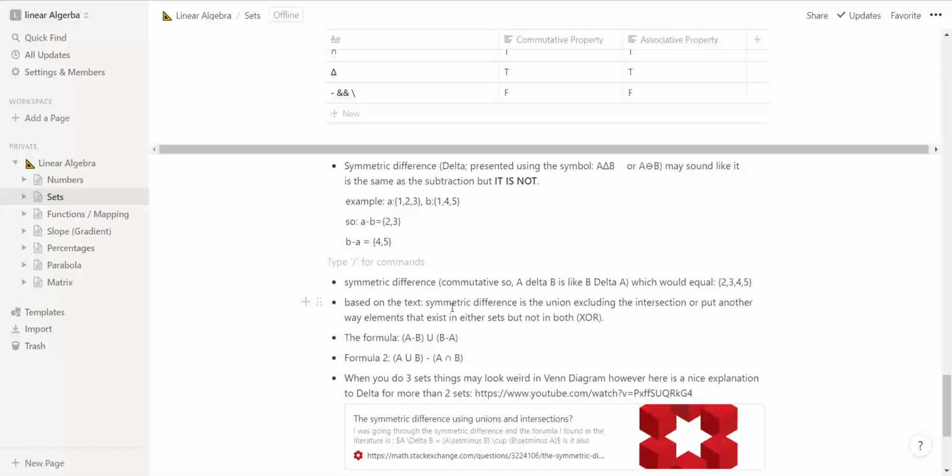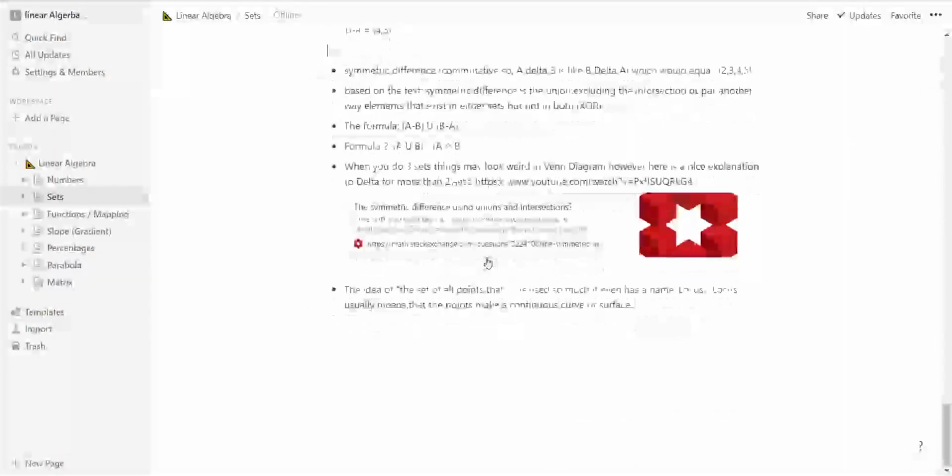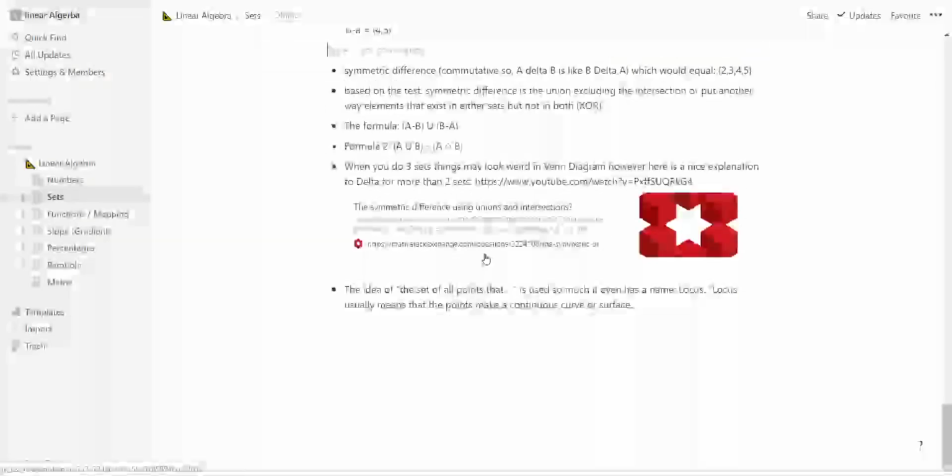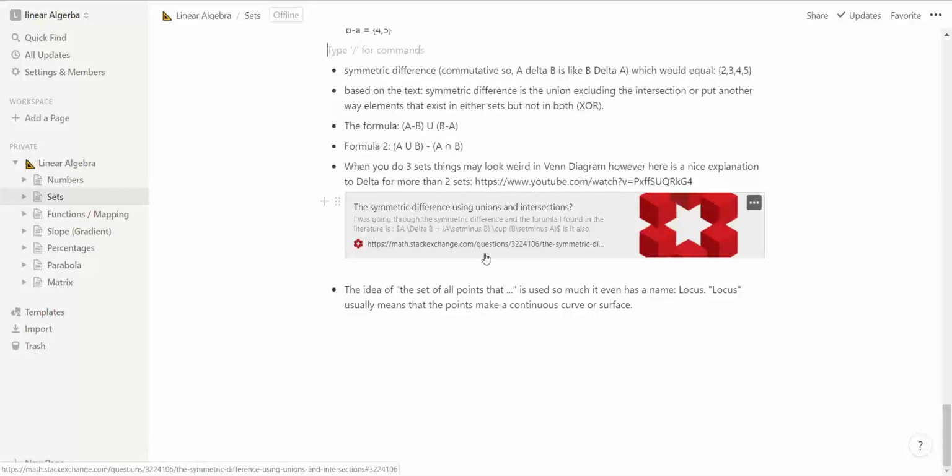Based on the text, symmetric difference is the union excluding the intersection, or the elements that exist in either set but not in both. So it's A minus B union B minus A, which equals A union B minus A intersect B. Right, nice.